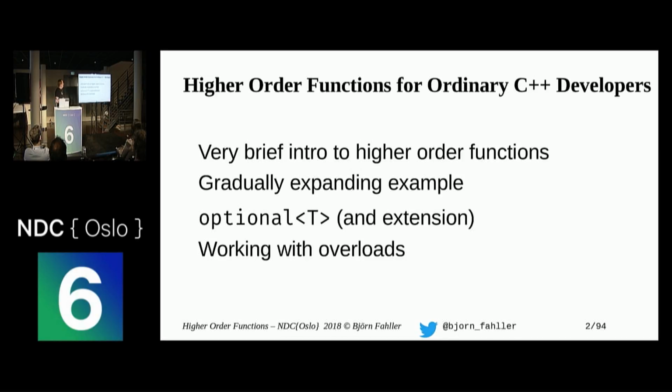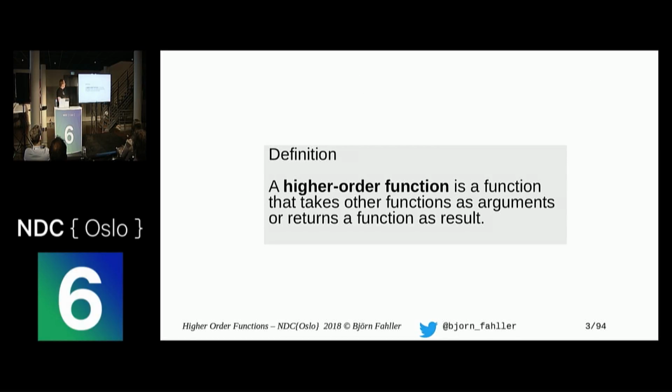So, without further ado, a higher order function. This is the definition. You can find it in many places. A higher order function is a function that takes other functions as arguments or returns a function as a result. I copied and pasted this from the Haskell documentation, so it should have some homeopathic memory of extra truth to it, so let that sink in for a while.